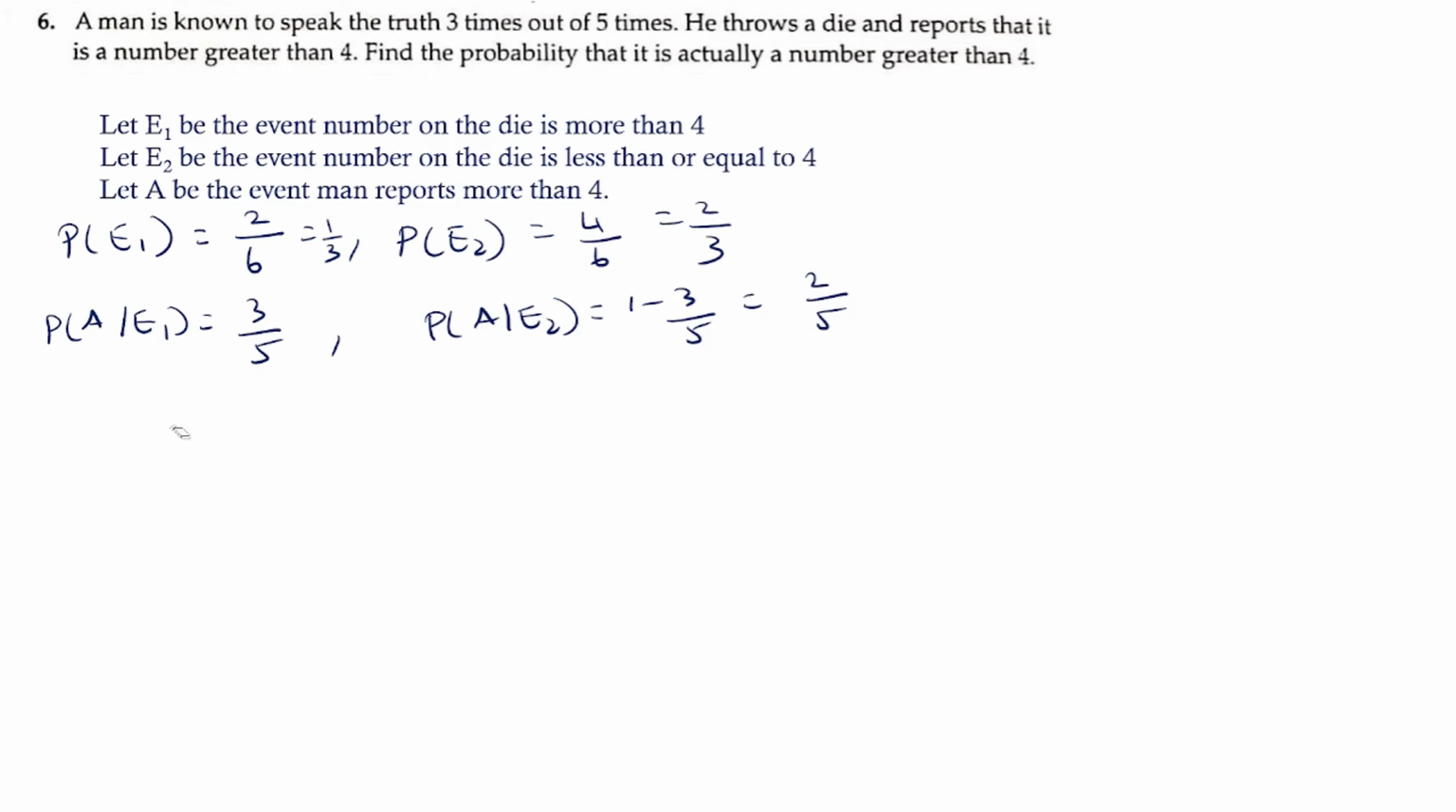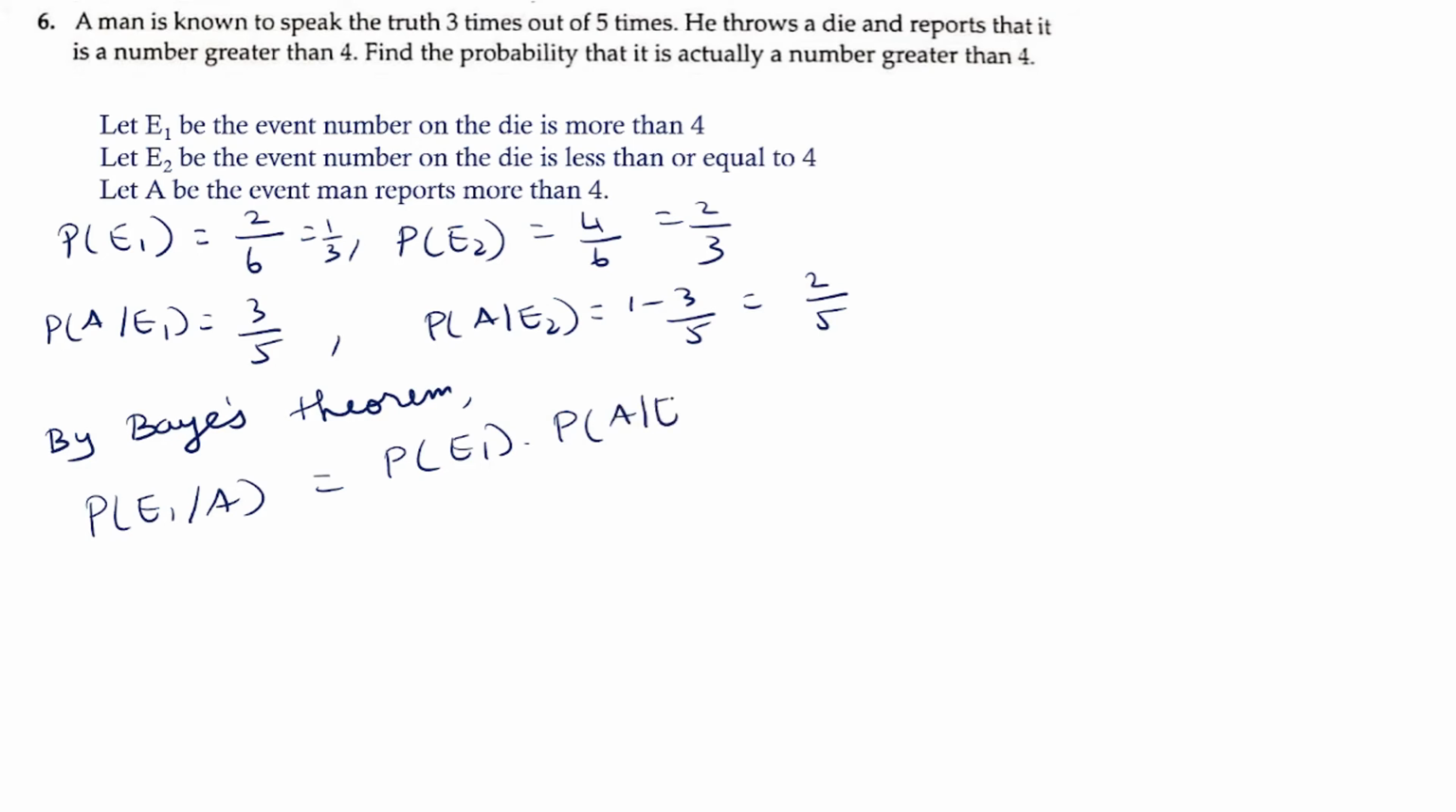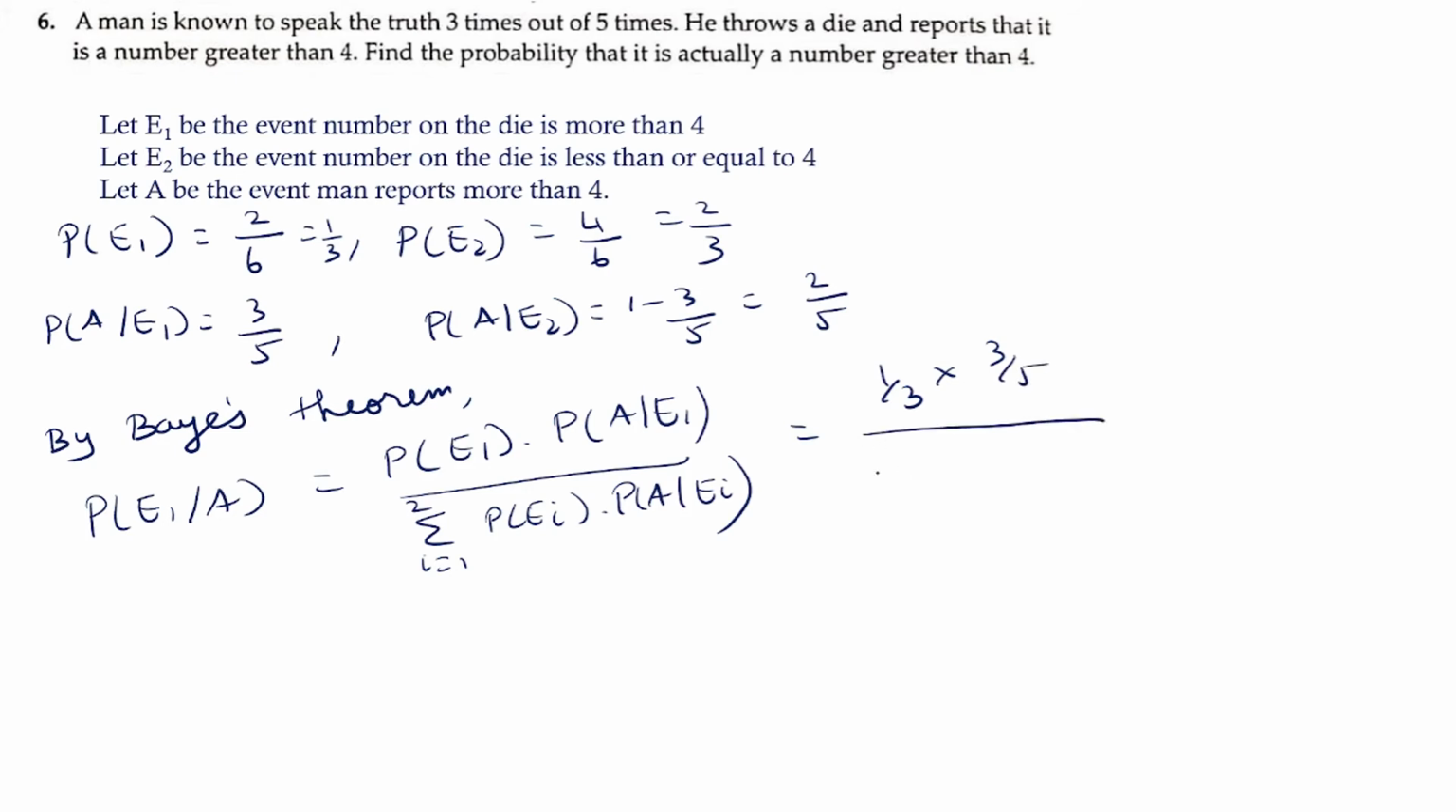So by Bayes theorem, probability of E1 given A is equal to probability of E1 into probability of A given E1, upon summation i equal to 1 to 2 probability of Ei into probability of A given Ei. So this is equal to 1 by 3 into 3 by 5, upon 1 by 3 into 3 by 5 plus 2 by 3 into 2 by 5.